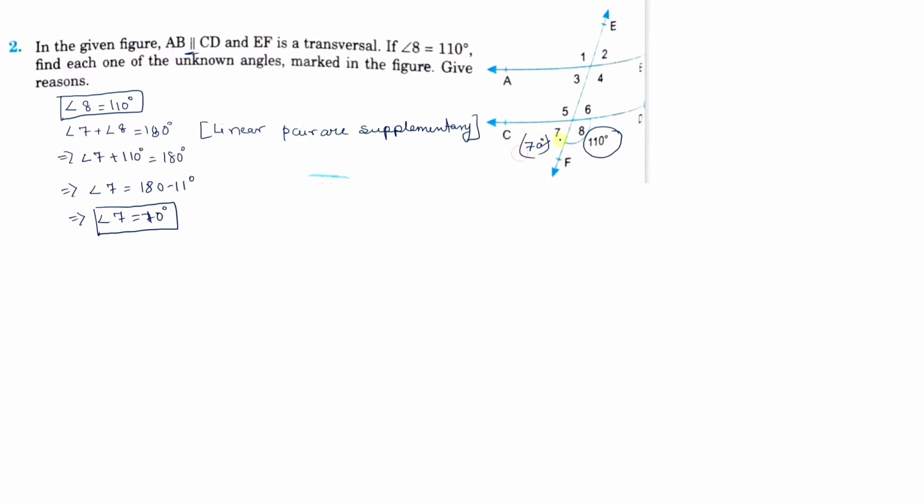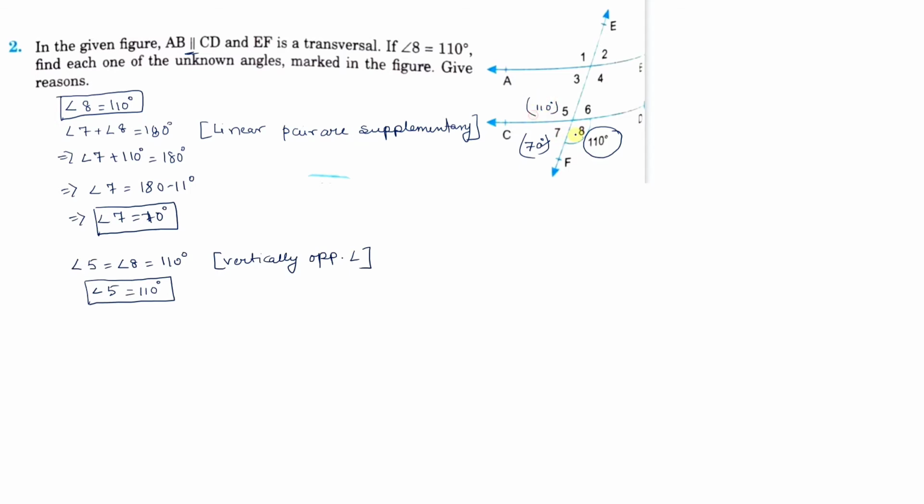Next, if angle 8 is 110 degree, angle 5 will also be 110 degree because they are vertically opposite angles. So angle 5 equals angle 8 equals 110 degree, that is vertically opposite angle. Write down like this, angle 5 equals 110 degree and box it. Next, look at this. Okay, we have got this as 110 degree.